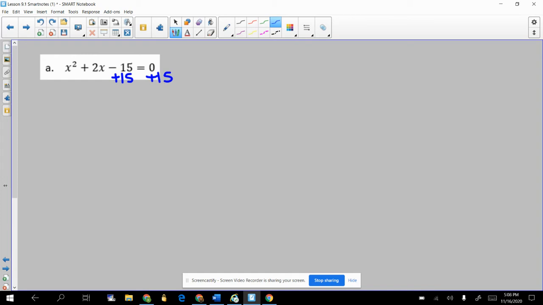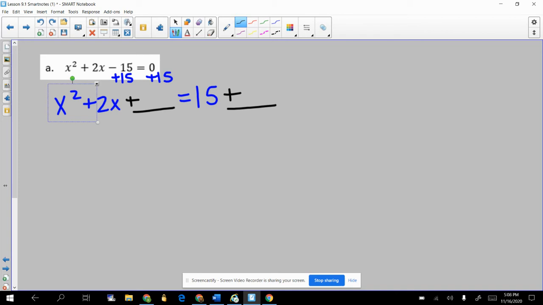Okay, and while I do this, I'm going to go ahead and write this as x squared plus 2x, so my variable terms are on one side. And I'm going to write it as plus a blank and then equals a positive 15 plus a blank. Okay, because whatever we do to one side, we do to the other. So I put my plus a blank on both sides.